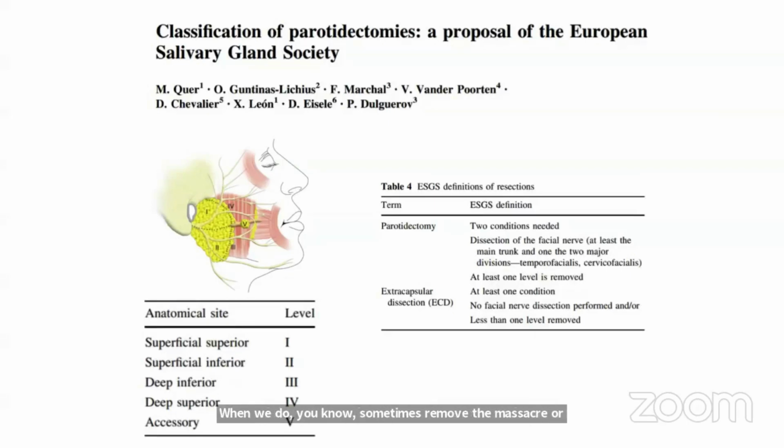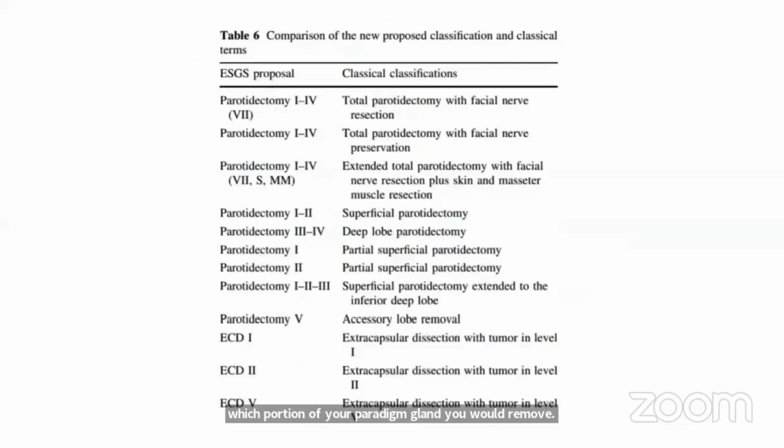But here we have a recent paper published in the European Archives, wherein they have given a classification for parotidectomies, the parotid being the most common salivary gland dealt with. They have divided the parotid gland into various levels, and depending on which portion of the parotid gland you remove, they have classified it as parotidectomy 1 to 4. That is the European classification, and the one on the right side is the classification that we otherwise are still using.